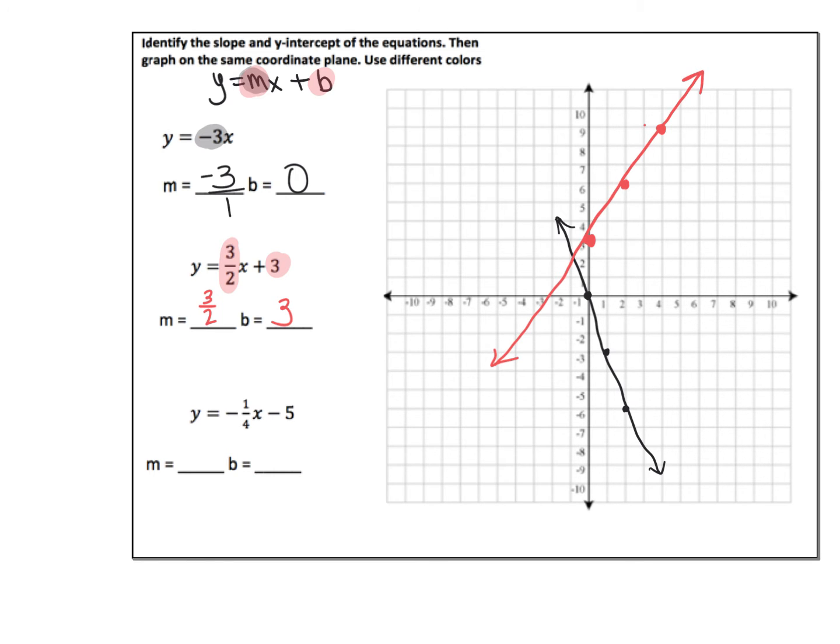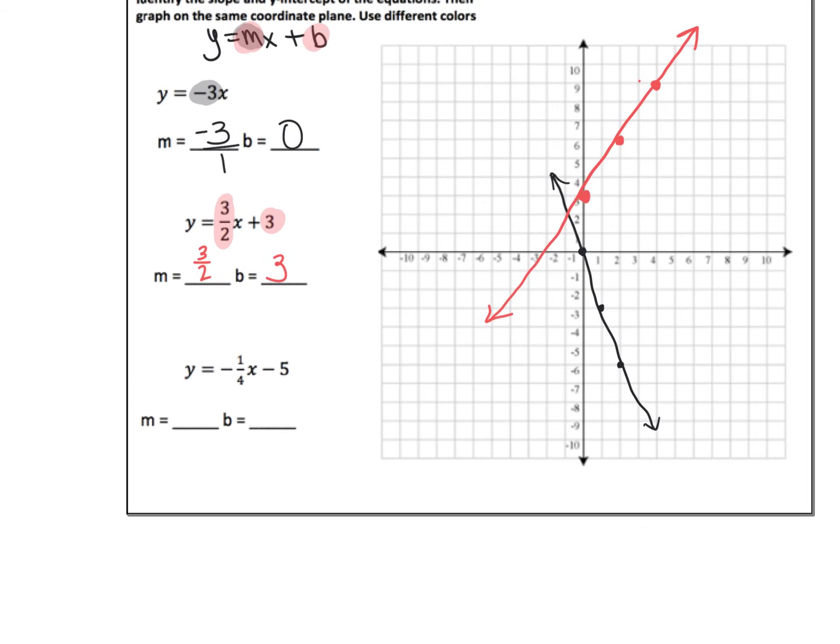And then my third line. So my y equals mx plus b. My m is negative 1/4, and my b is negative 5. Don't forget that if the sign is a negative, it's a negative 5.